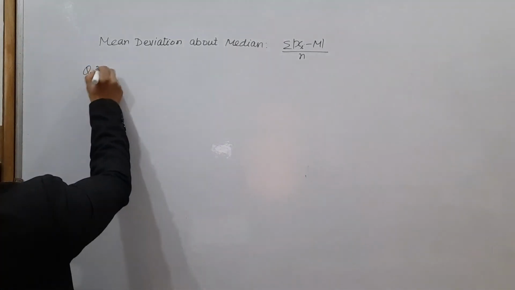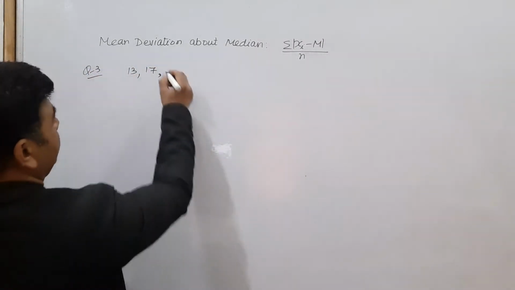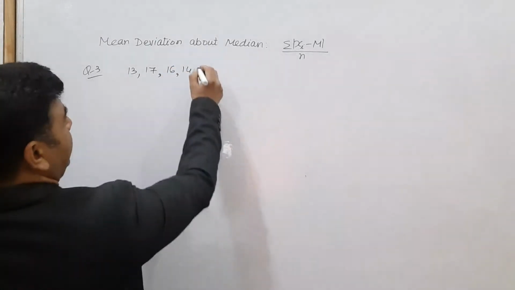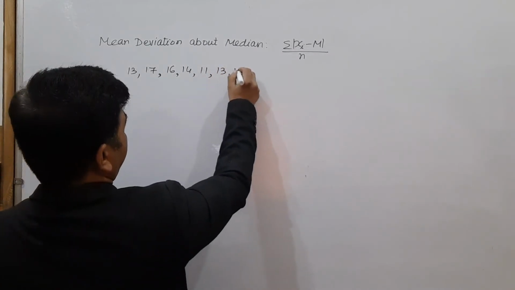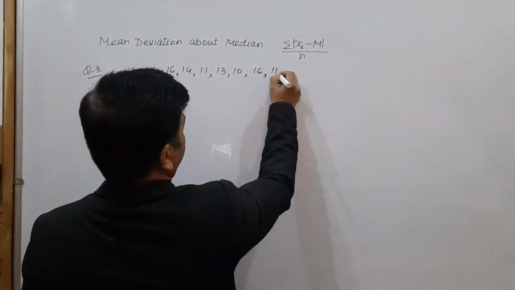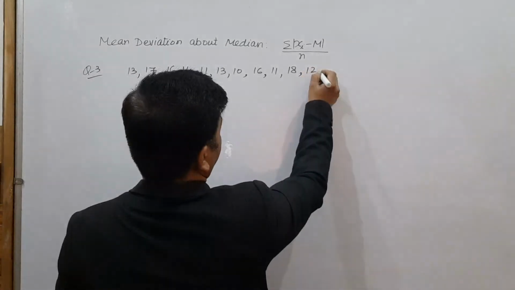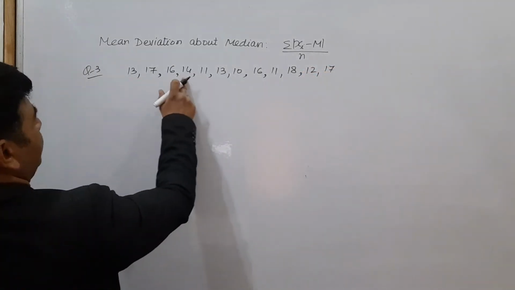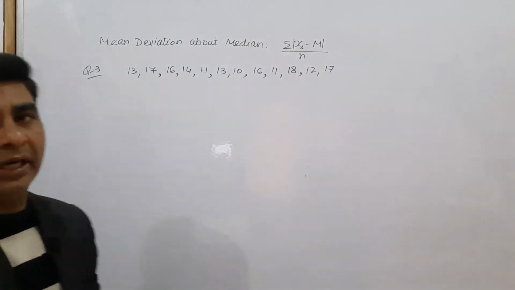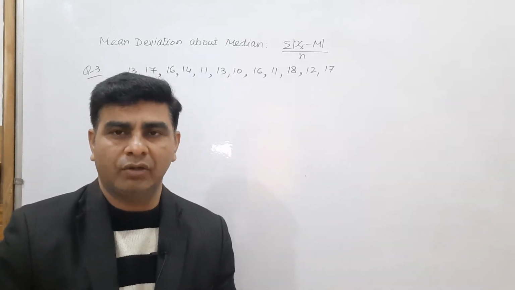Question number 3 is there: 13, 17, 16, 14, 11, 13, 10, 11, 13, 10, and then 16, 11, 18, 12 and 17. This is given to you. And these are 1, 2, 3, up to 12 terms. So अगर median निकालना चाहते हैं बच्चों, सबसे पहले हमें क्या करना होता है, हमें पहले data को arrange करना होगा ascending order में.